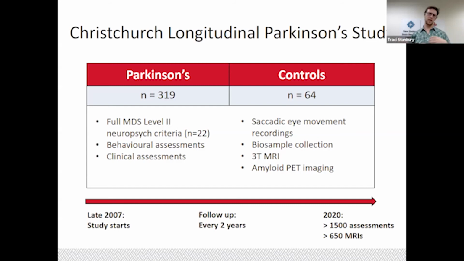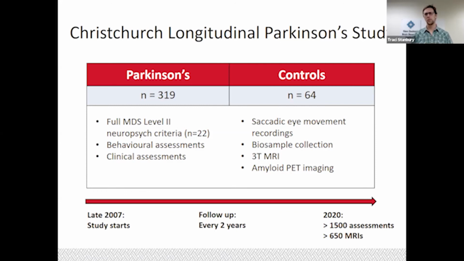So tests to look at thinking and their psychological status. We've also looked at behavioral assessments, clinical assessments. We've also taken blood to look at biomarkers, what we call, or looking at genetics and how that affects or is related to cognitive impairment in Parkinson's disease. But we've also acquired MRI scans and more recently PET scans in these individuals.